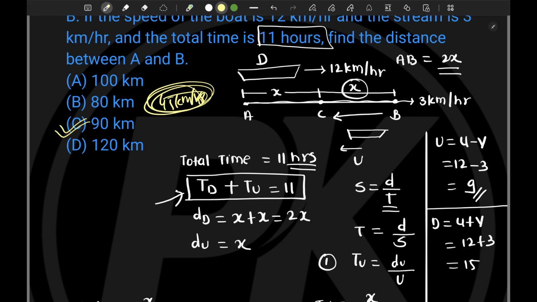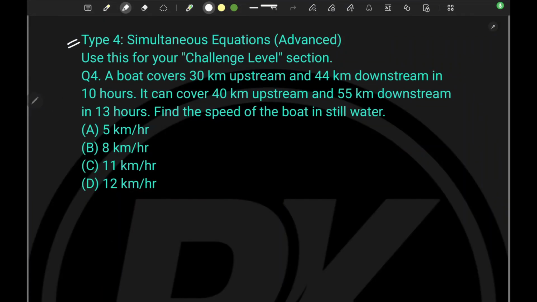Let's move to another type of example. Now let's move to type number 4. This is a kind of advanced problem, and you can consider it a challenge level section.